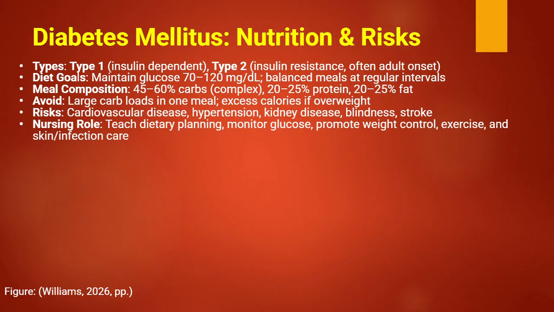Diet management is essential in controlling diabetes. The goal is to maintain blood glucose between 70 and 120 mg/dL. Patients should avoid eating large amounts of carbohydrates at one time to prevent spikes in blood sugar. Instead, meals should be balanced, typically containing 45-60% carbohydrates, 20-25% protein, and 20-25% fat, with an emphasis on complex carbohydrates such as whole grains, vegetables, and legumes. For overweight patients, calorie restriction is important to reduce insulin resistance.